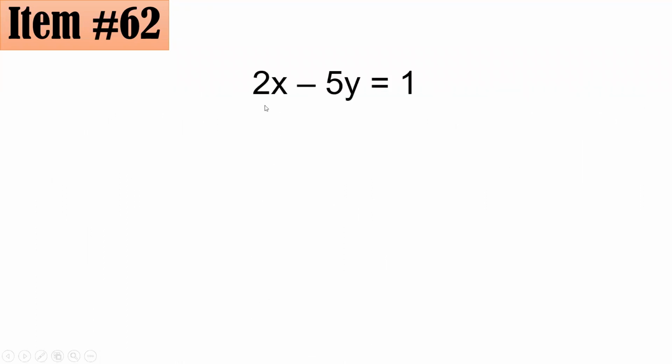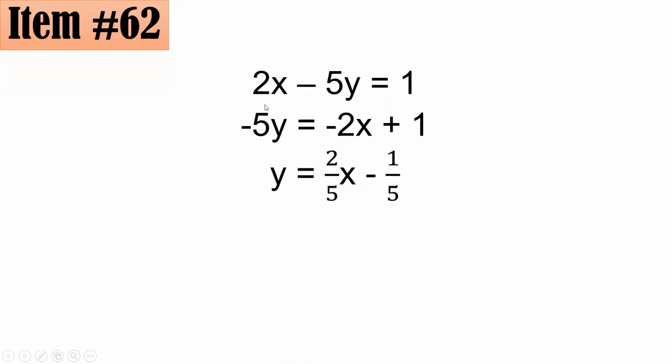Tandaan po natin ito. If we express this in slope-intercept form by solving for y, you will arrive at y equals... In this case po, you might ask, I subtracted both sides by 2x. That's why you have negative 5y equals negative 2x plus 1. So dividing both sides by negative 5, you get y equals 2 fifths of x minus 1 fifth.